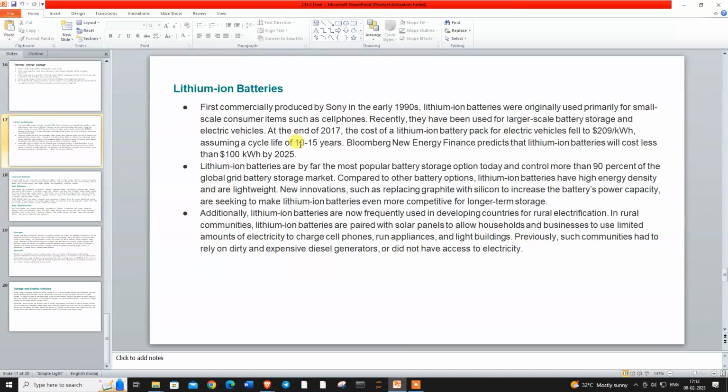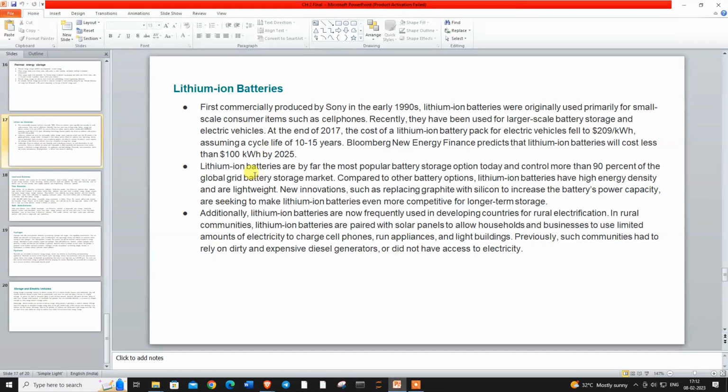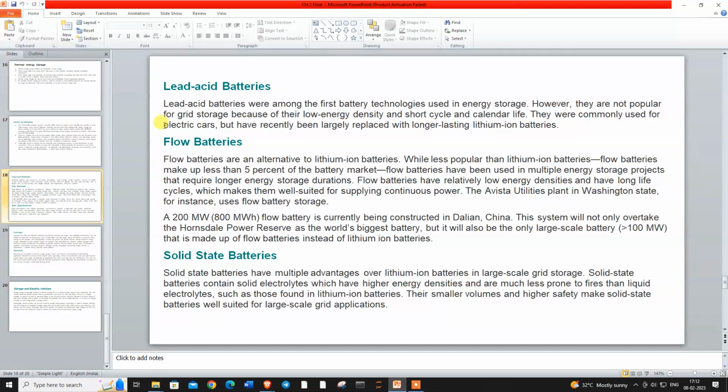As we have seen, lithium ion batteries की life कितनी थी 10 से 15 साल, इसकी 4 से 5 साल होगी. Okay, so they were commonly used for electric cars but have recently been largely replaced with lithium ion batteries. Okay, as there are different disadvantages of the lead acid battery, like less calendar life, less discharge time, then less energy density. इसके लिए they have replaced lead acid batteries in electric vehicles with the longer lasting lithium ion batteries. If you look at any electric car or electric vehicle, we can see there are lithium ion batteries only right now because of the advantages.